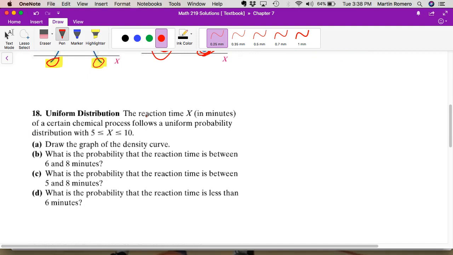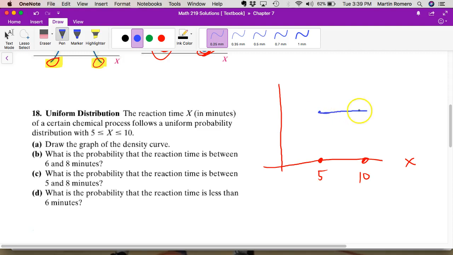Let's move on. Now take a look at problem 18, which is a uniform distribution problem. In order to solve this problem, we do need to represent its graph. We're looking at some random variable x from 5 to 10. This represents the reaction time in minutes of a certain chemical process that follows a uniform probability distribution, meaning that the probability that the chemicals will react within 5 to 10 minutes is uniform, meaning it's the same chance, equally likely.